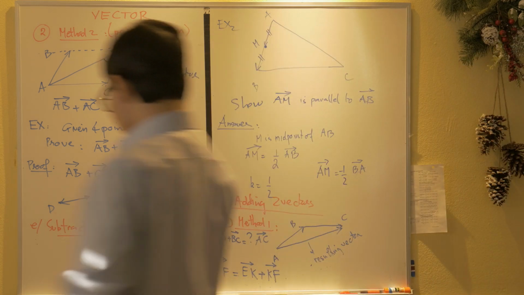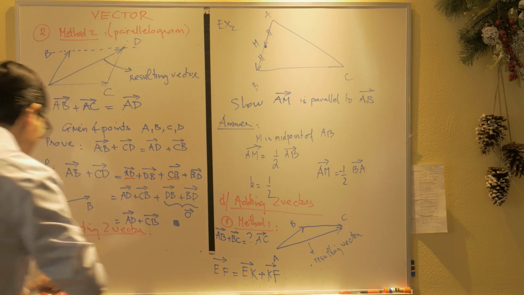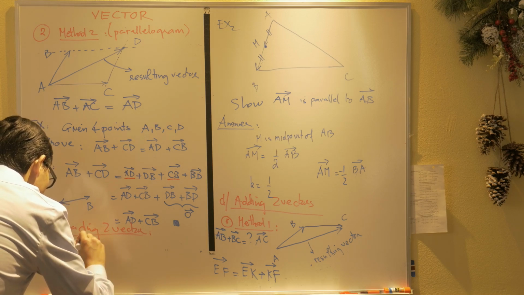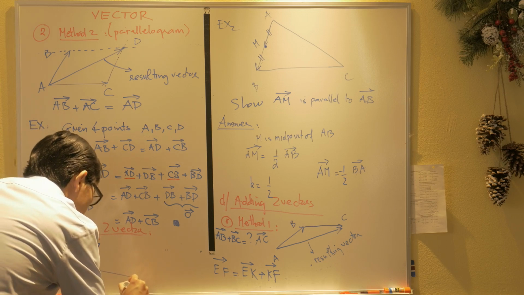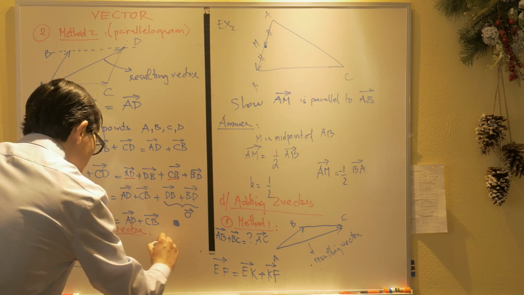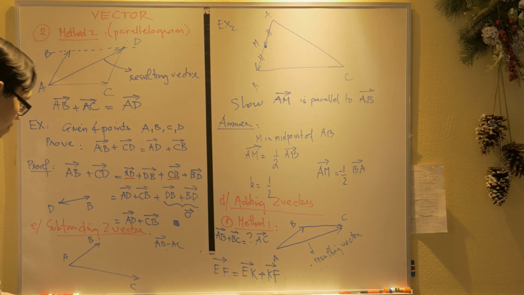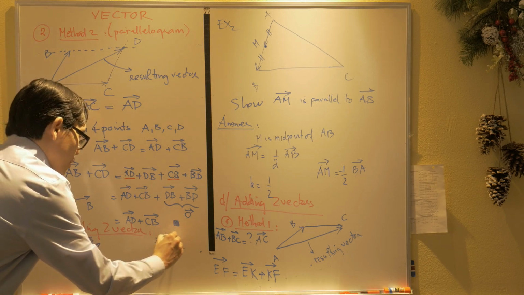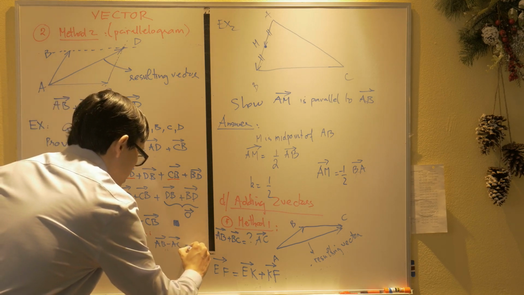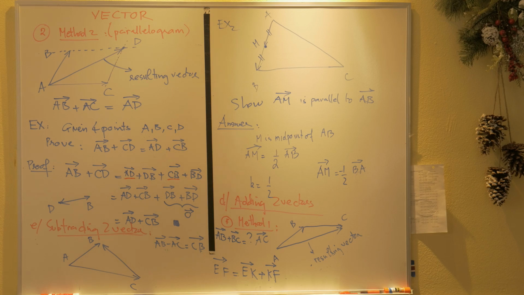Alright. Let's subtract these two vectors. I want to have vector AB minus vector AC. Remember, we share the same initial point. Then this gives you vector CB.